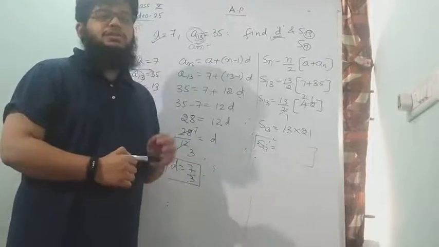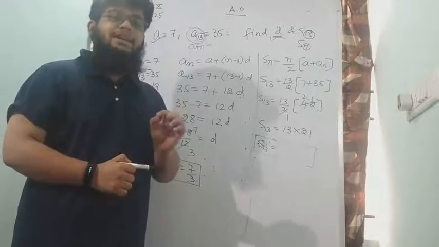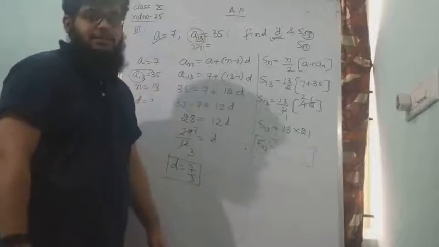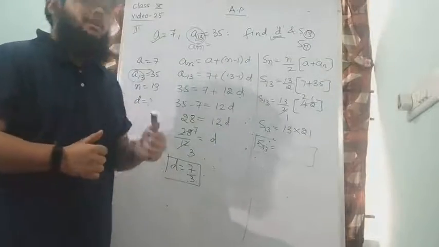I hope you have understood. The only trick in this problem was to identify N indirectly. So if you see something like this, you can take the value of N as 13. I hope you have understood this problem. We'll move on to the next one.